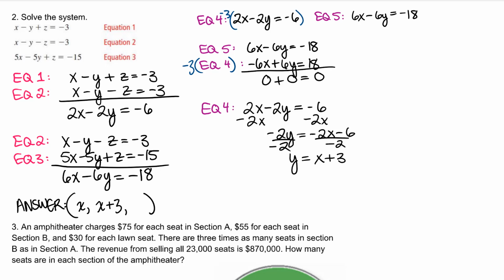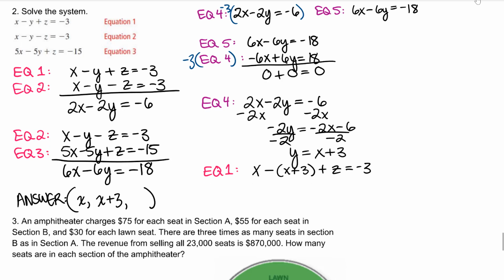Now plug that expression for y into any of the first three equations to solve for z. I'll use equation 1. To write z in terms of x, solve for z. And z is equal to 0. With this general ordered triple, given any value of x, you could find the corresponding y and z to that particular solution point.